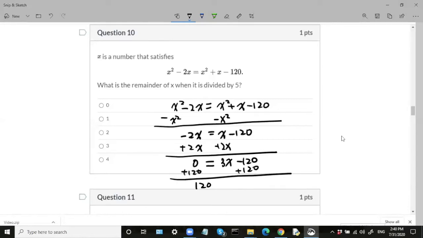So this is 120 equals 3x. Then we divide by 3. So we get 40 equals x. So x equals 40. So when 40 is divided by 5, we have 8. X divided by 5 is 40 divided by 5, remainder 0. So the remainder is 0, which is A.